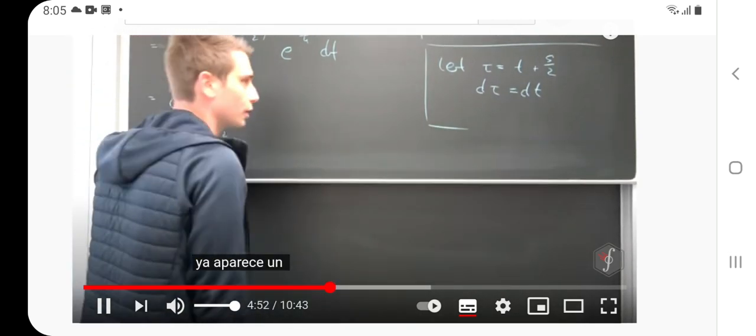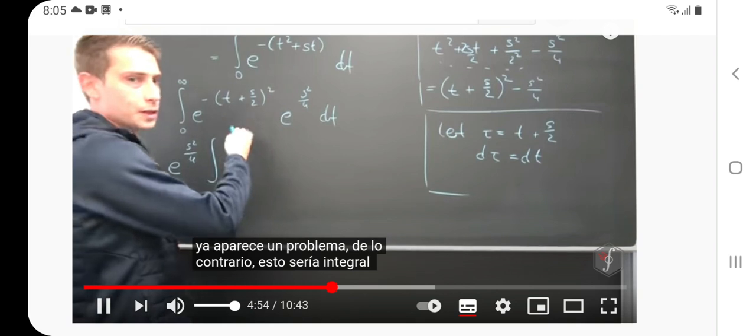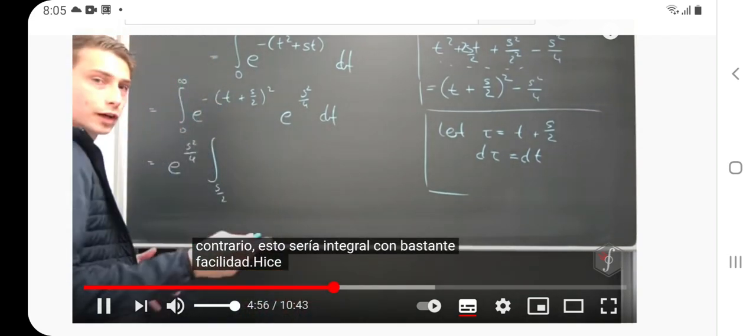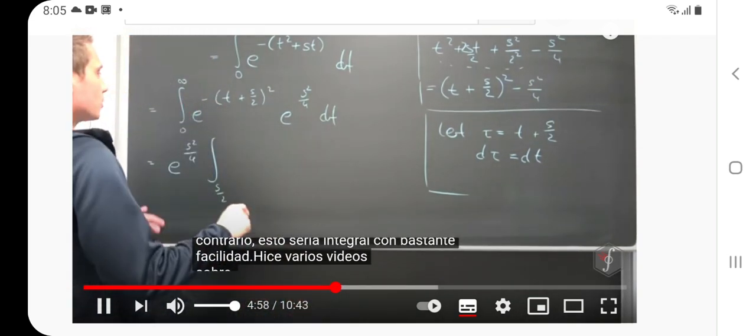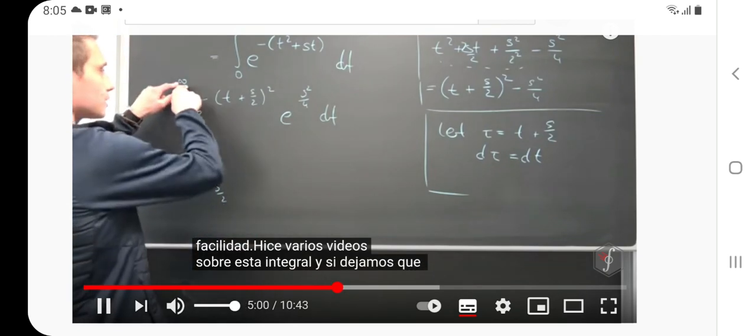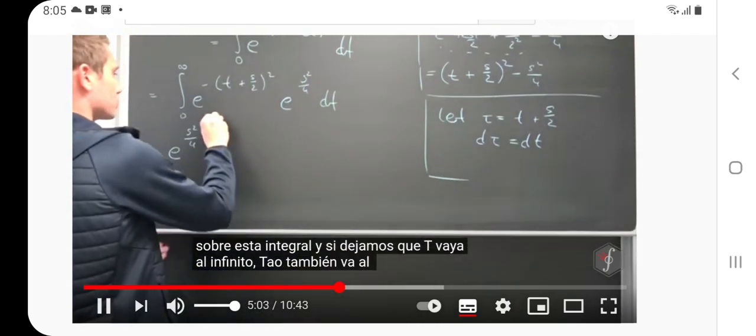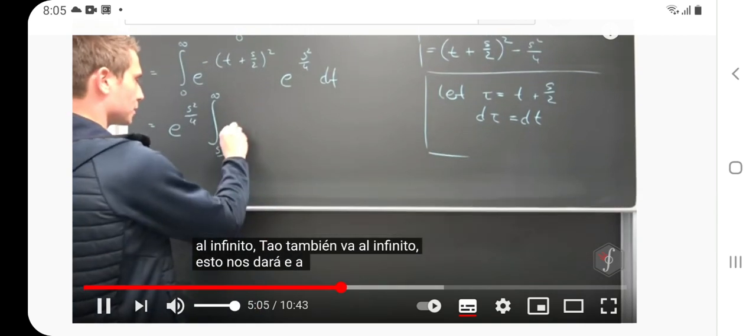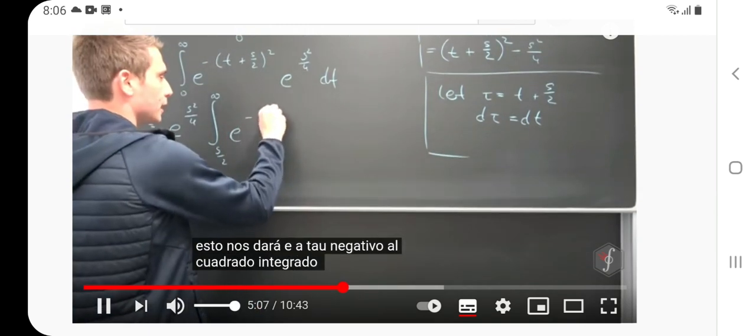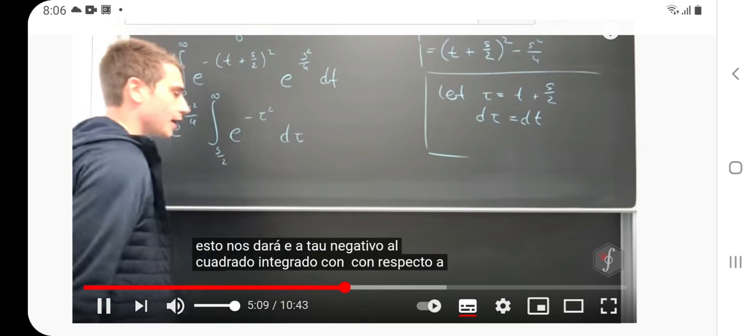And this is where already one problem comes in. Otherwise, this would be integrable pretty easily, kind of. I made several videos on this very integral. And if we let t go to infinity, tau also goes to infinity. This is going to give us e to the negative tau squared integrated with respect to tau.